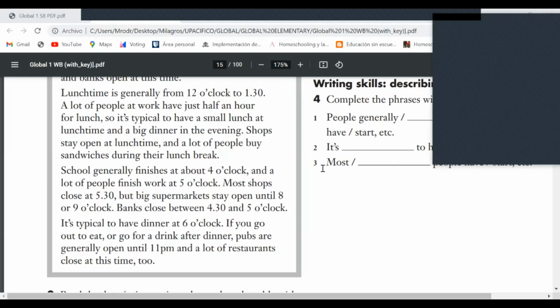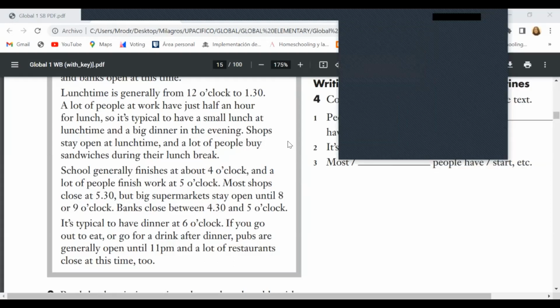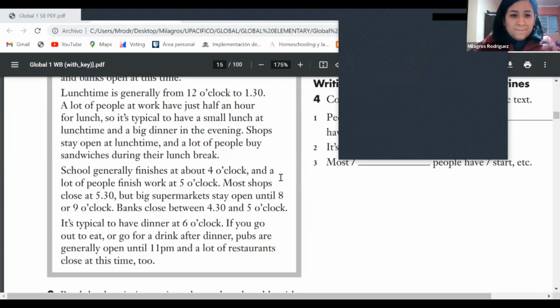The school generally finishes at about 4 o'clock, and a lot of people finish work at 5 o'clock. Most shops close at 5:30, but big supermarkets stay open until 8 or 9 o'clock. Banks close between 4:30 and 5 o'clock. Thanks. Next.